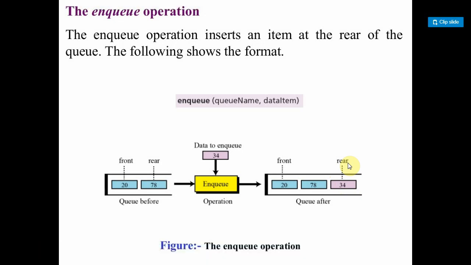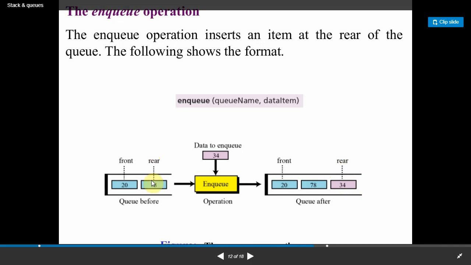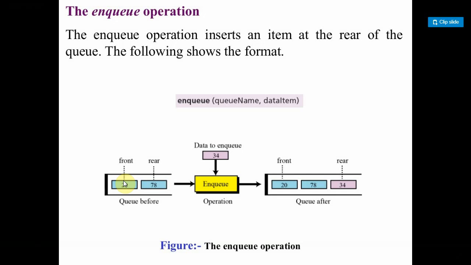For suppose there is only one element in the queue, assume that there is no 78 at all, only 20 is there. Now front is also pointing to 20 and rear is also pointing to 20. It means if there is only one element, that is the first element and that one is the last element. That's why front and rear will point to the same element.